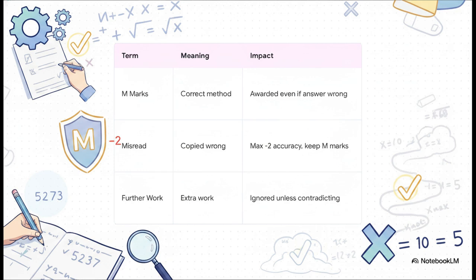Next, misread. If you accidentally copy a value incorrectly from the question, you're actually surprisingly forgiven. You only lose a maximum of 2 accuracy marks, but you keep all your method marks. Finally, further work. If you get the right answer and inexplicably keep calculating, examiners will usually just ignore the extra work, unless it actually goes on to contradict your correct answer.